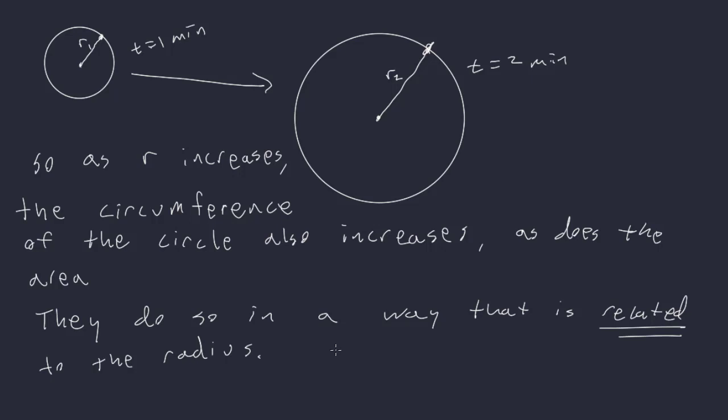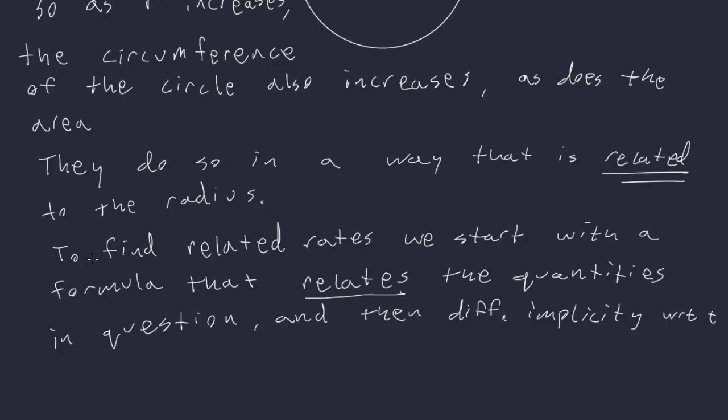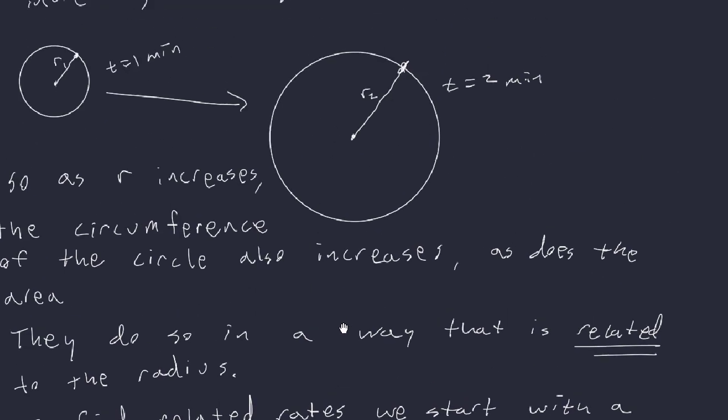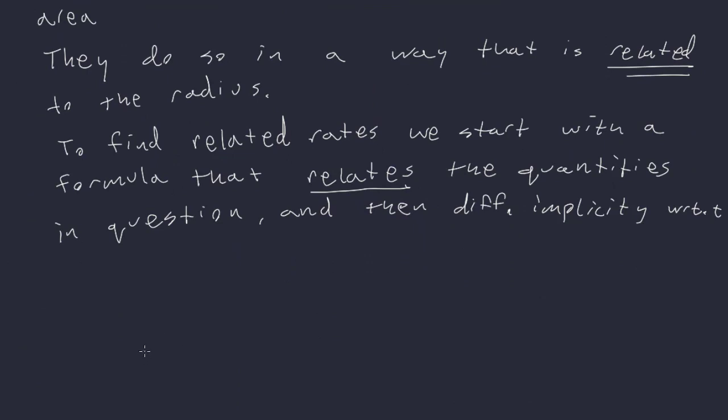It's really that straightforward. Now, how we find these related rates is we basically start with a formula that relates the quantities, and then we differentiate implicitly with respect to t. Okay? And here I've underlined the word relates, because that's the idea. We always try to find a formula that relates the quantities in question, and then we differentiate implicitly with respect to t. Now for a circle, the circumference and the radius of a circle are related in the following way. The circumference is equal to 2 pi r.